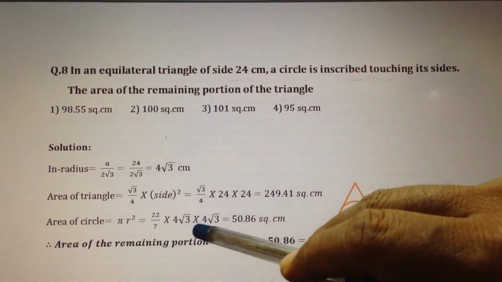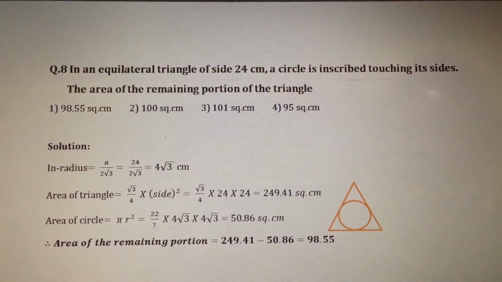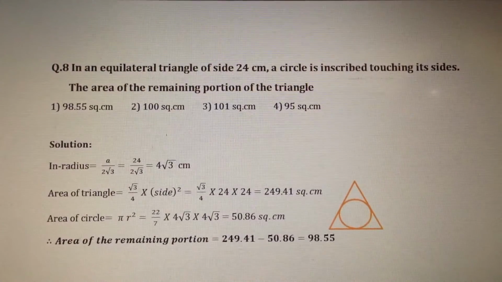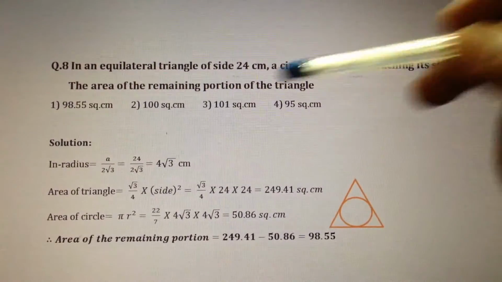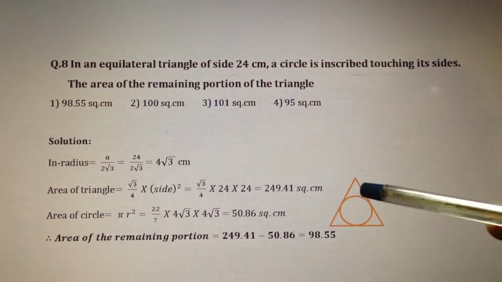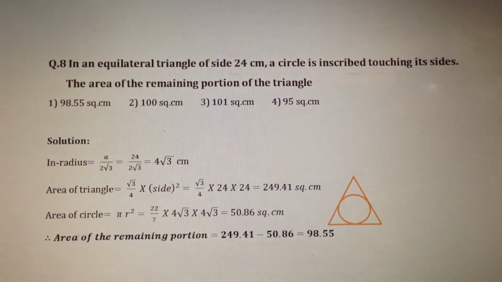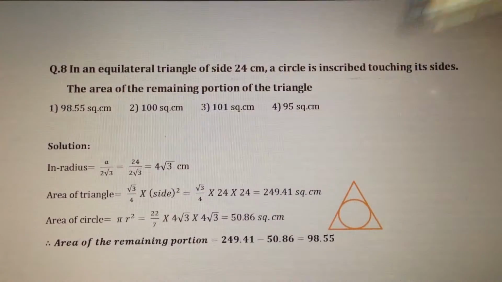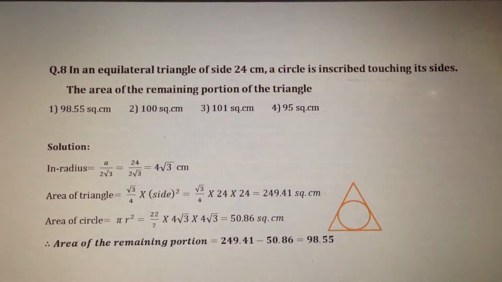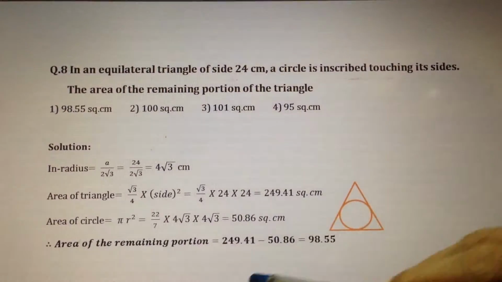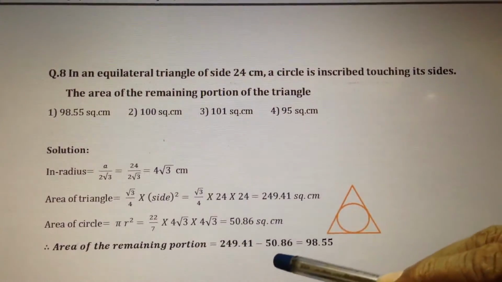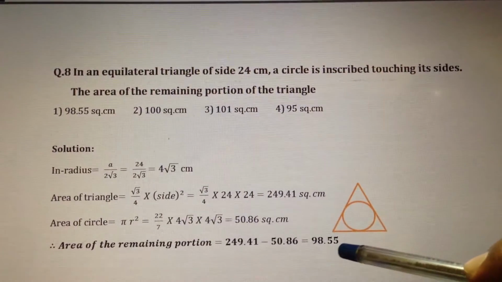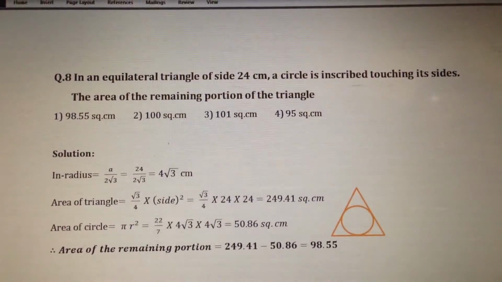22 by 7 into 4 root 3 into 4 root 3, which is equal to 50.86 square centimeters. And what is asked in the question is the area of the remaining portion of the triangle. This portion, remaining portion. That means the area of the remaining portion is equal to the area of the triangle minus the area of the circle. That is 249.41 minus 50.86, which is equal to 98.55 square centimeters.